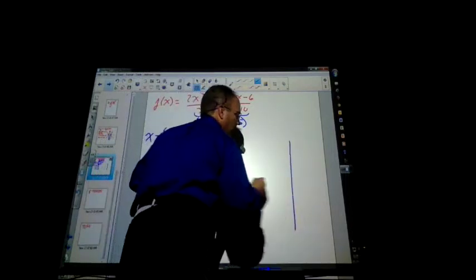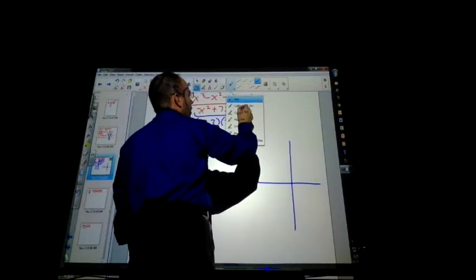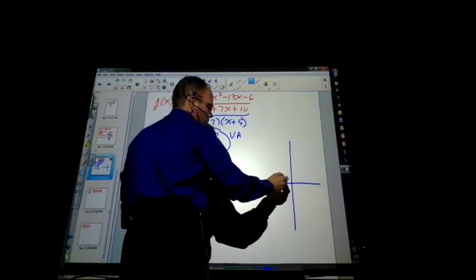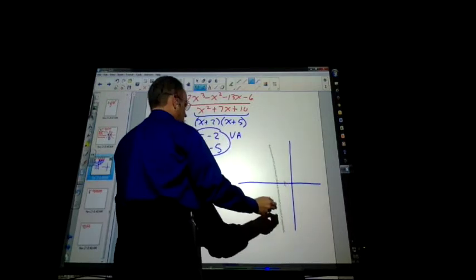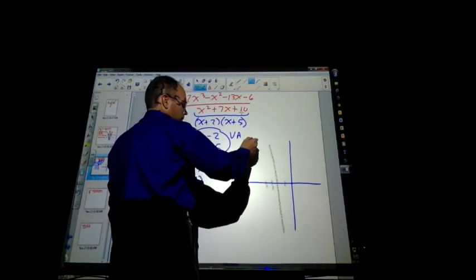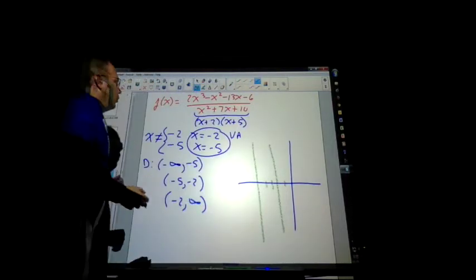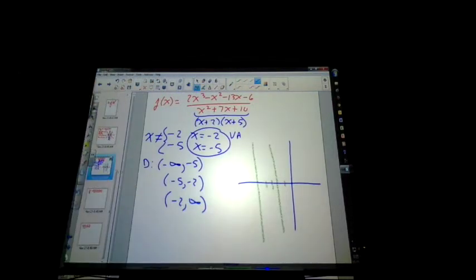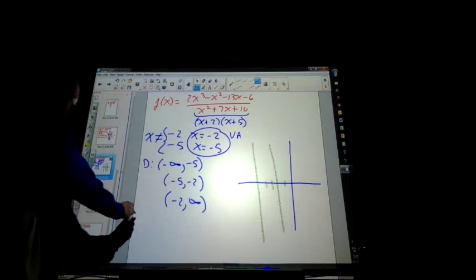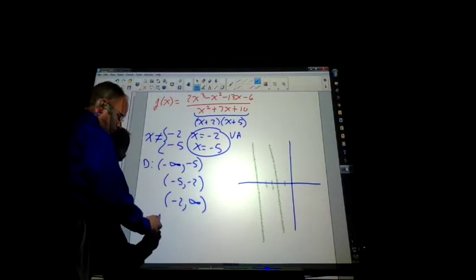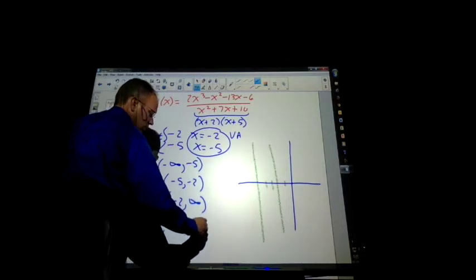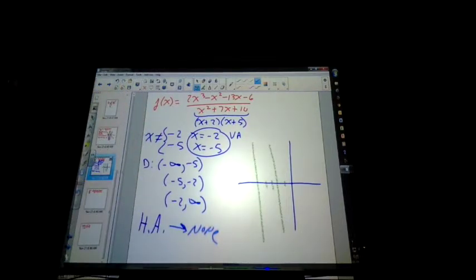So if we draw my xy axis, get a crayon, -2, -5. Okay? Do I have a horizontal asymptote? Degree on top is bigger than degree on bottom. Horizontal asymptote? Nope. Nope is an appropriate answer if you want to do that.